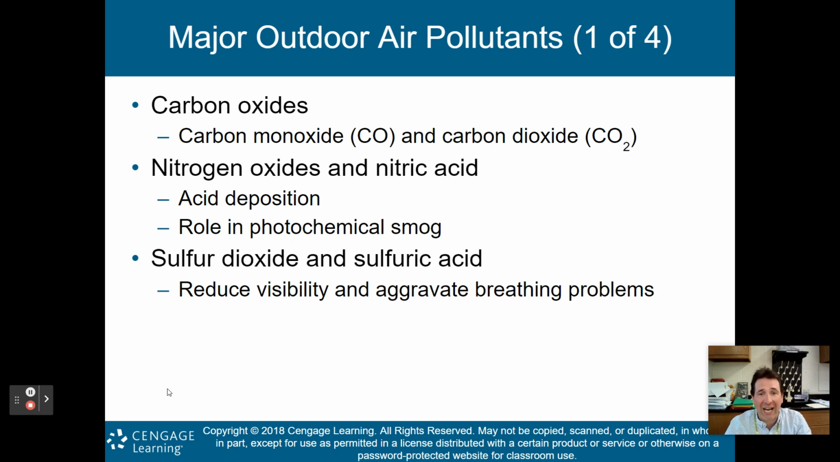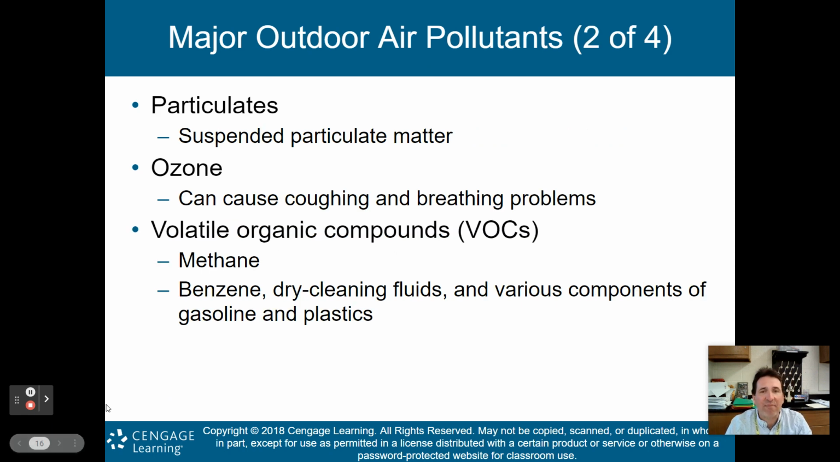And again, your sulfur dioxide and sulfuric acid, which are those secondary pollutants, reduce visibility and can aggravate breathing problems. We have particulates, which are basically suspended little particles of pollution in the air that you can breathe in and get lodged in your lungs. Obviously, ozone in the stratosphere is good. Down here at the surface it is bad and can cause coughing and breathing problems. And then we have something called VOCs, volatile organic compounds like methane and benzene, dry cleaning fluids, and various components of gasolines and plastics. When they release their fumes into the air, that is also a major source of outdoor air pollution.